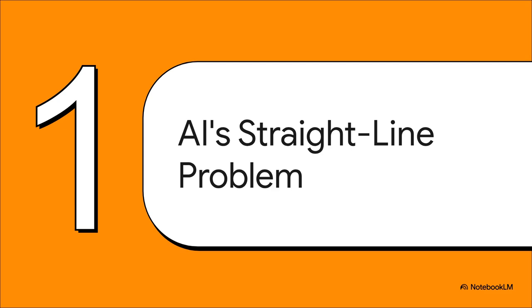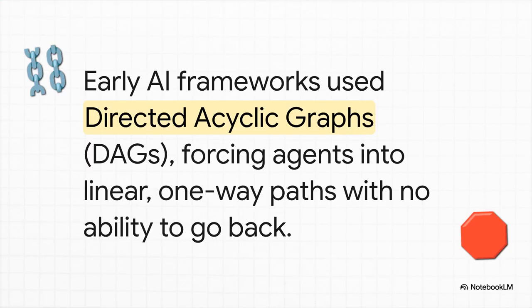So to really get why LangGraph is such a big deal, we first need to talk about the problem it was designed to solve. And that is what I like to call AI's straight line problem. You see, a lot of the early tools for LLMs were based on something called directed acyclic graphs, or DAGs for short. Now, don't let the technical term scare you. It's really just a fancy way of saying a one-way street. Once you go from step A to step B, there's no turning back. And look, that's totally fine for simple, predictable tasks. But when it comes to sophisticated reasoning, that's just not how it works.